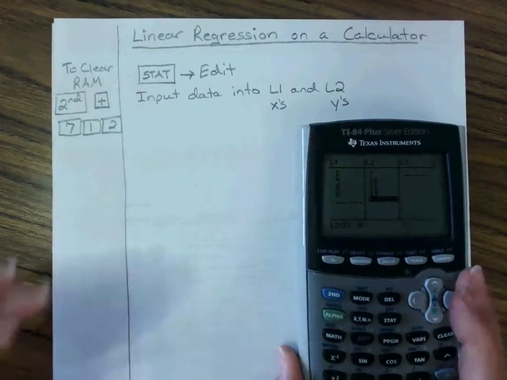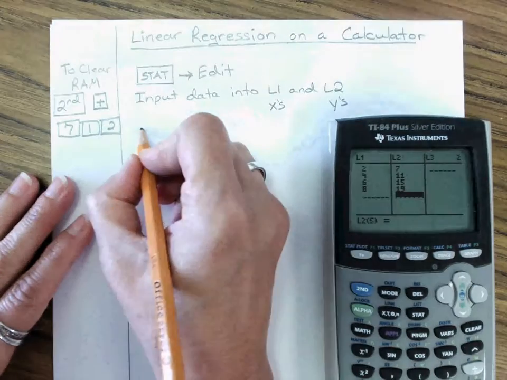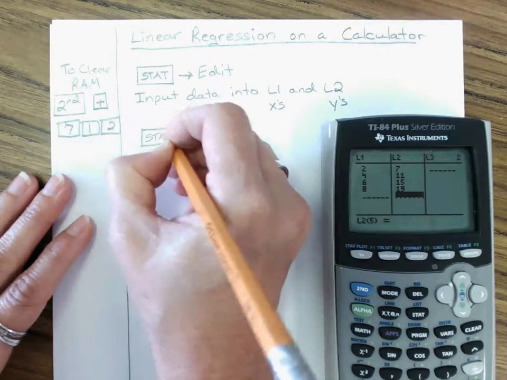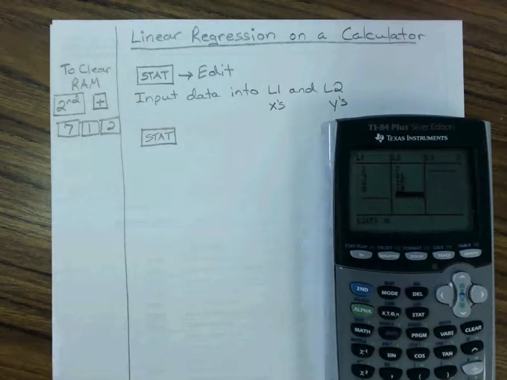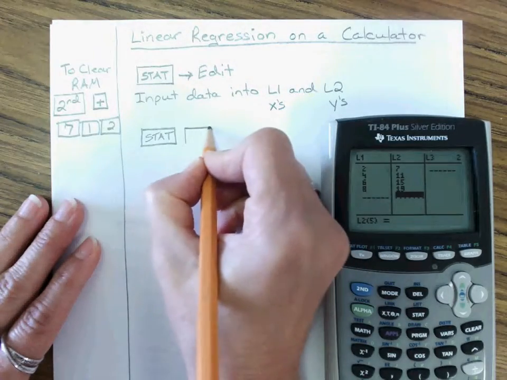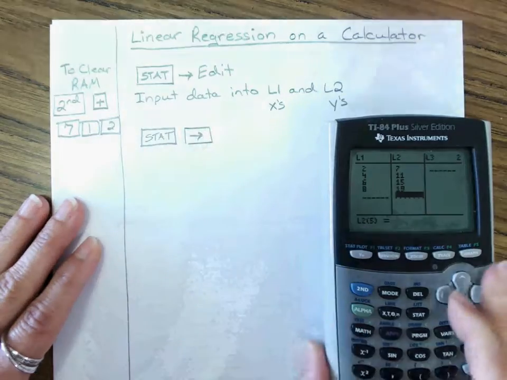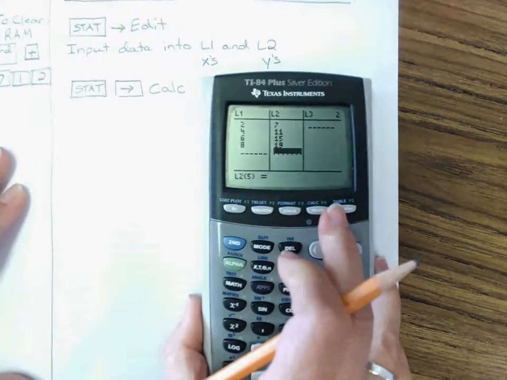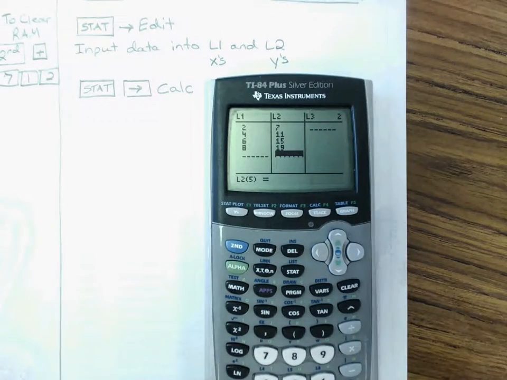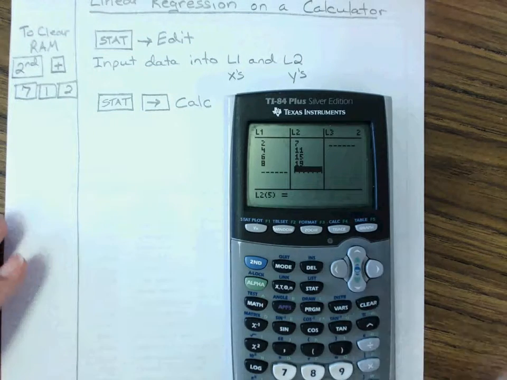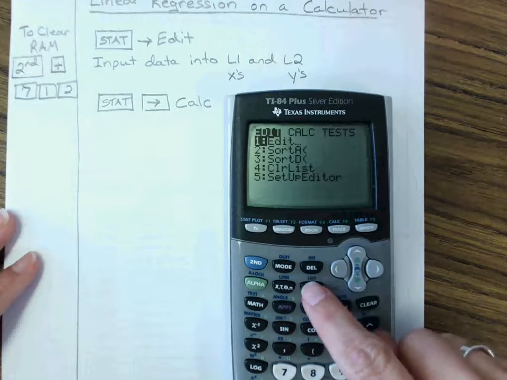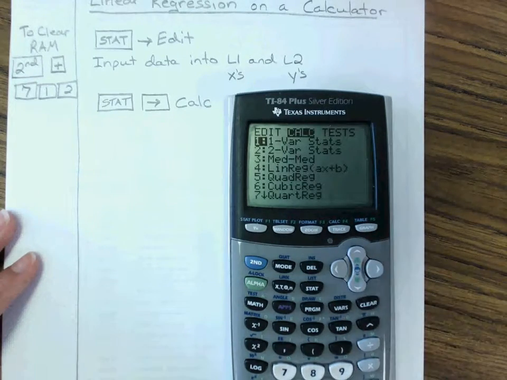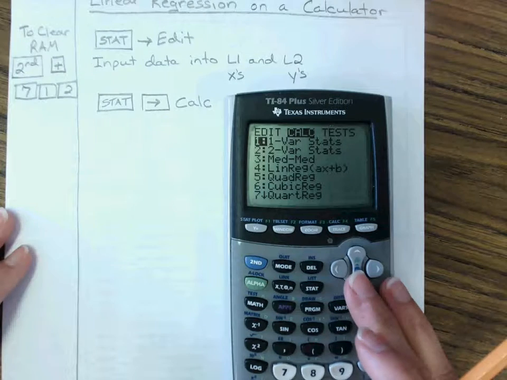So once I input my data, let's write down the next steps. I am going to go to the stat button again, and then I'm going to hit the button that has a right arrow. I'm going to go to the right once, and I'm going to choose calc. Okay, so let me demonstrate that. And if you need to pause the video so you can get caught up here. So I'm going to go back to the stat button. I'm going to go stat, and I have to go to the right because you see where it says calc up here at the top. So I'm going to go to the right to calc.